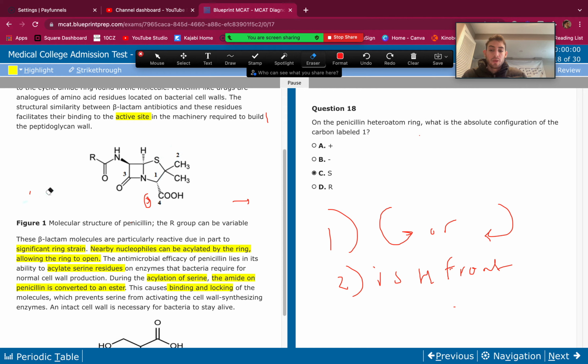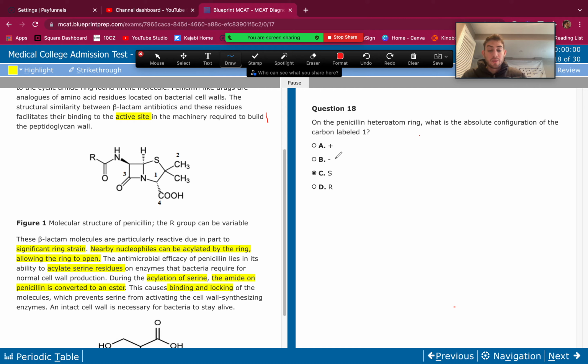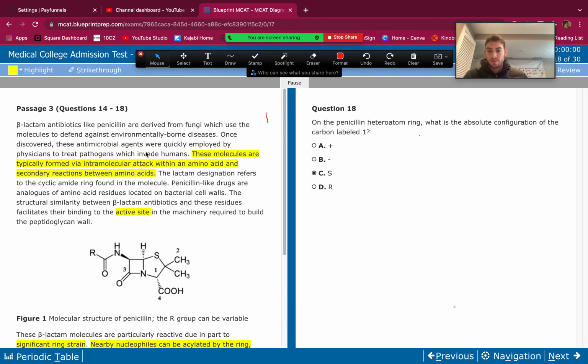Okay, what about A and B? A and B refer to how it rotates plane polarized light. Just because something is positive doesn't mean it has to be S. Just because something is negative doesn't mean it has to be S. These have no relation to each other. These are found out experimentally. Okay, so that's S. That is it.